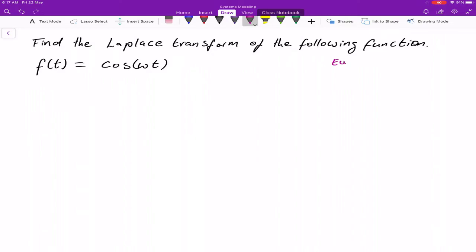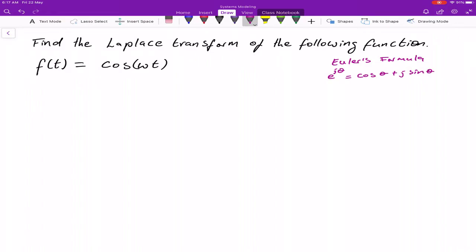I'm going to write this on the side. Euler's formula. Euler's formula, we have, if you have e to the j theta, this is equal to cosine theta plus j sine theta.